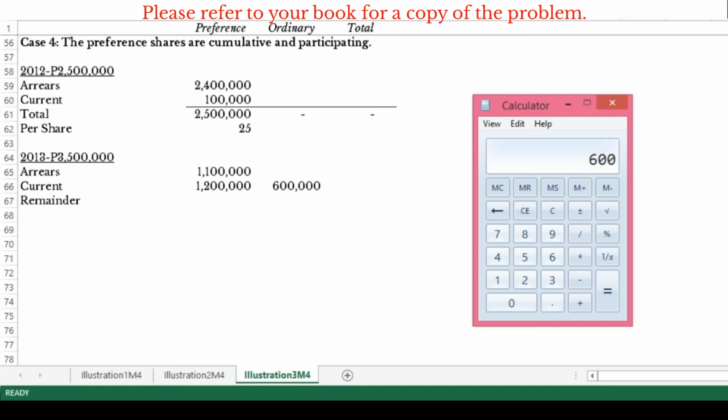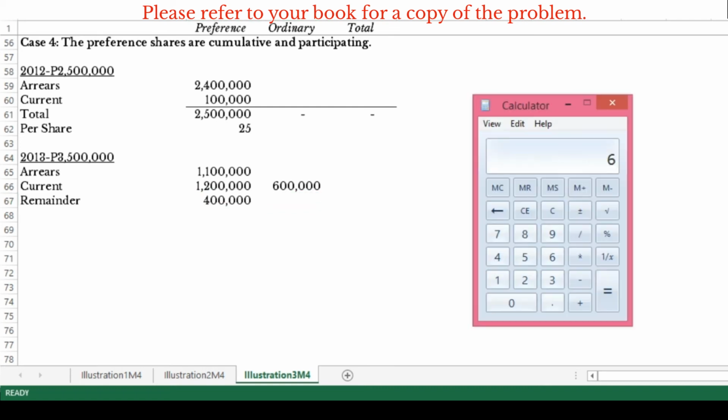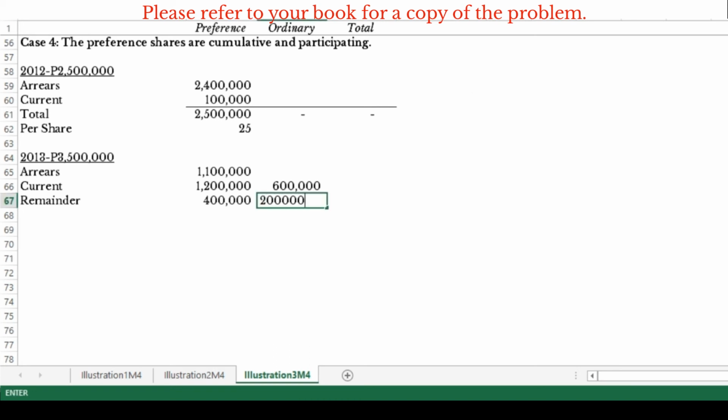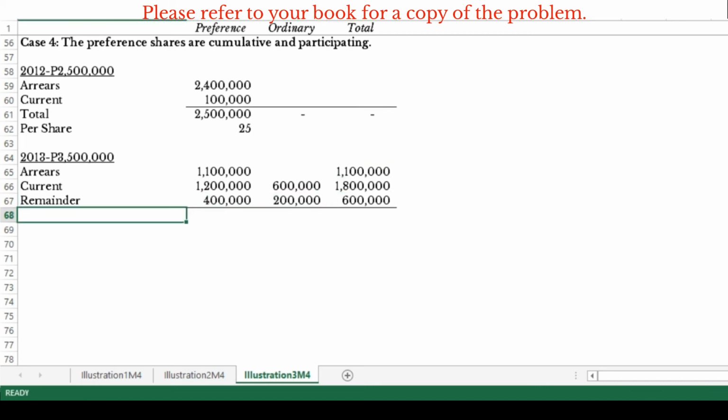Okay, so that would be 600,000 times 10 over 15. So, that's 400,000 for the preference shares. And that would be 600,000 times 5 over 15 or 200,000 for the ordinary shares. So, let's compute for the totals. So, ang arrears, binayaran natin total 1.1. For the current year, binayaran natin total 1.8. Then, the remainder is 600,000.